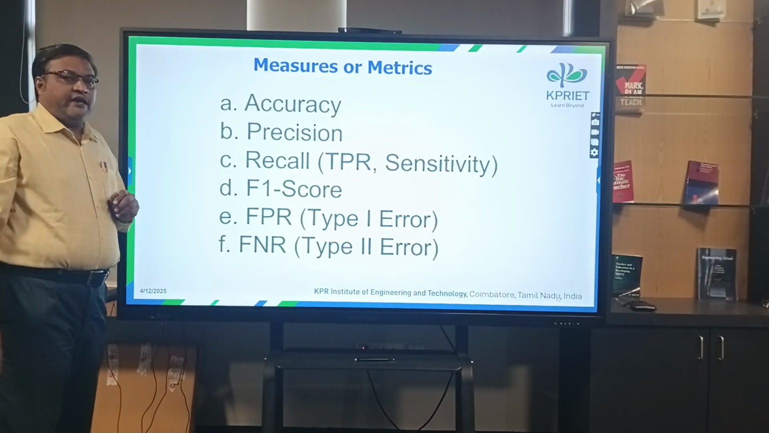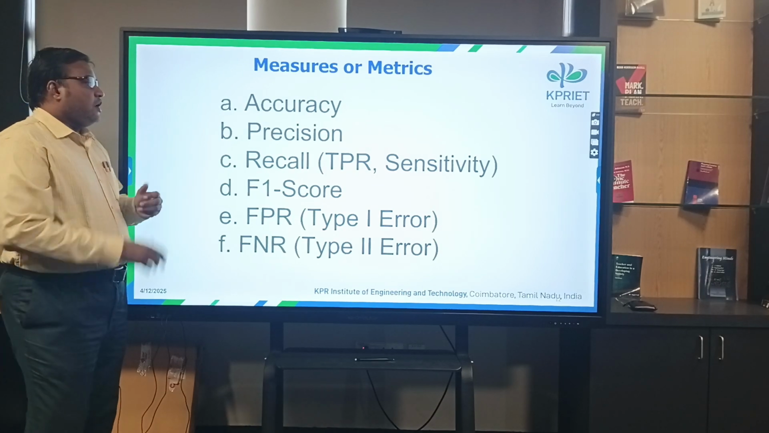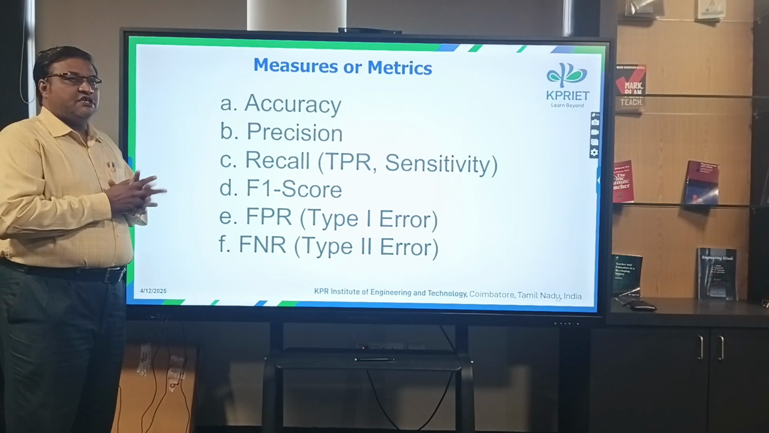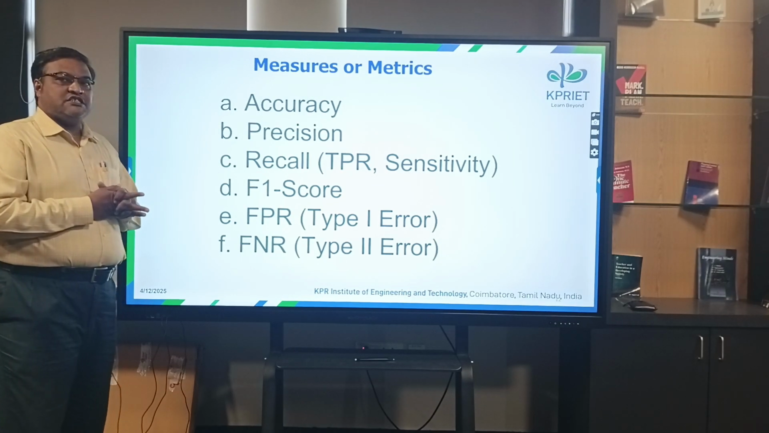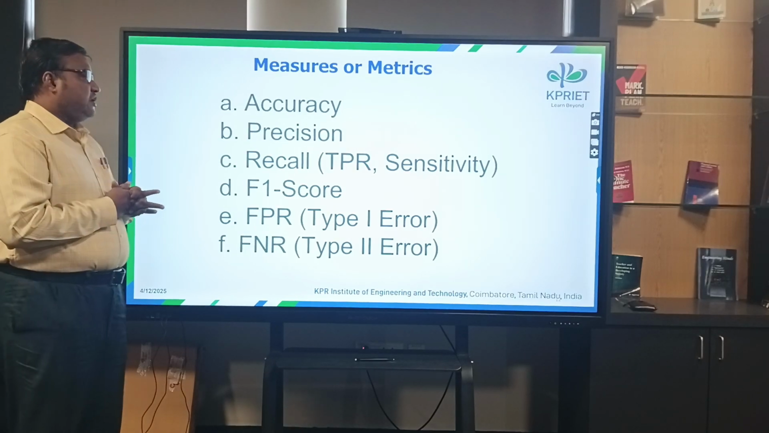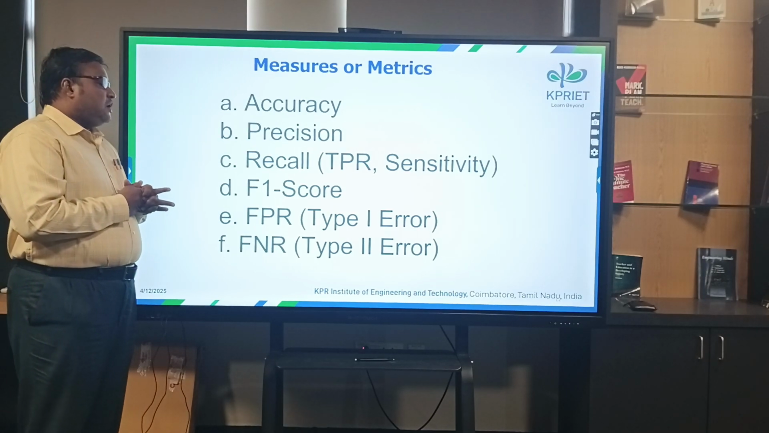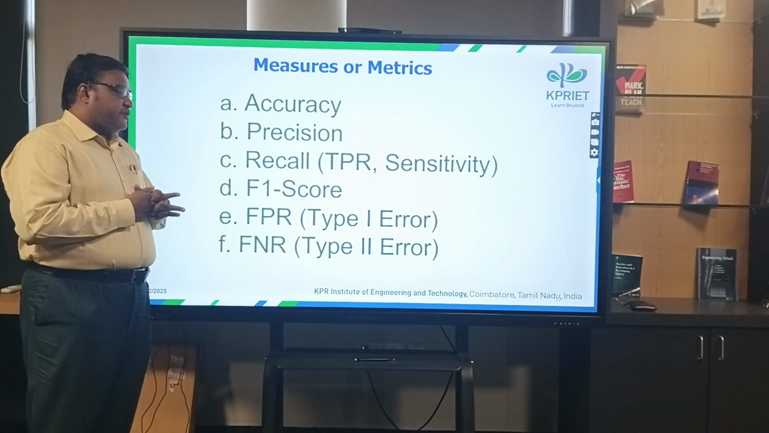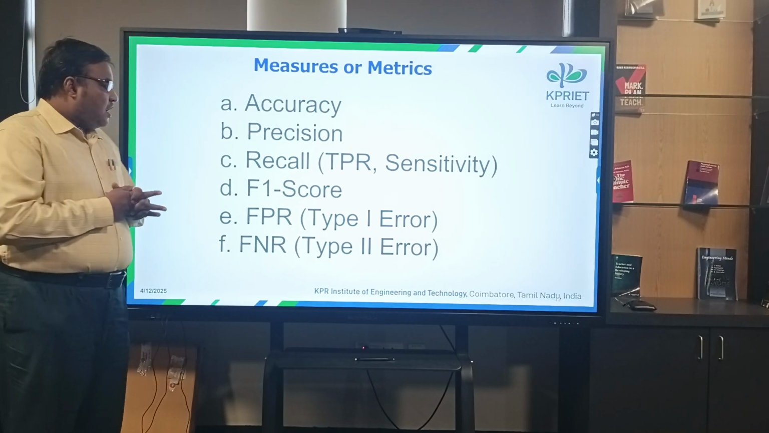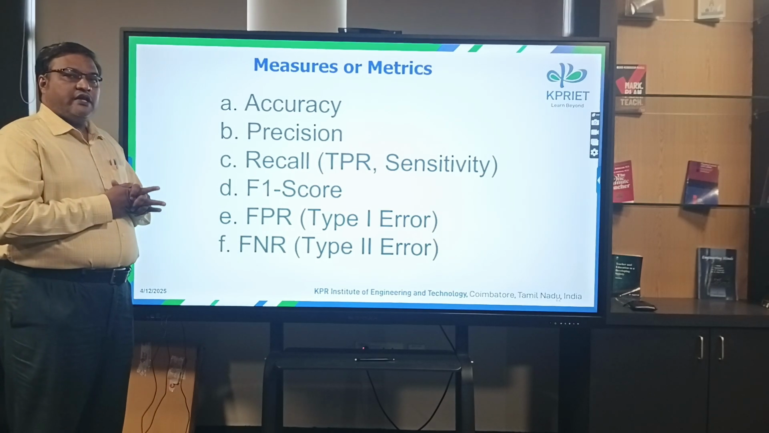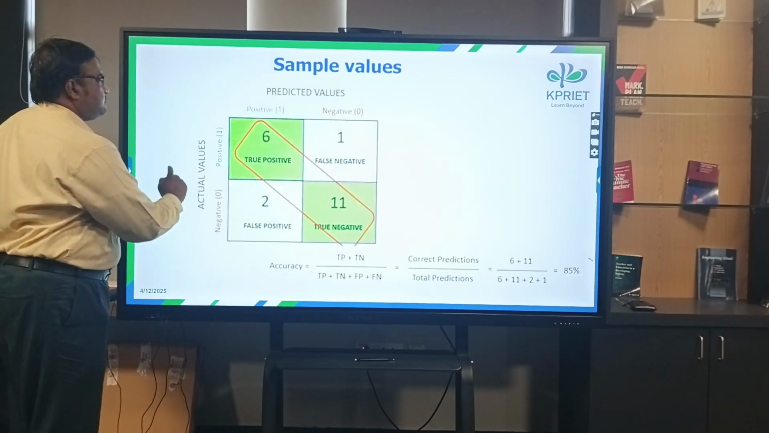So what are the metrics, formulas, or performance measures we are using for logistic regression? There are accuracy, precision, recall, F1 score, false positive rate, that is called the type 1 error, and false negative rate, that is called the type 2 error.